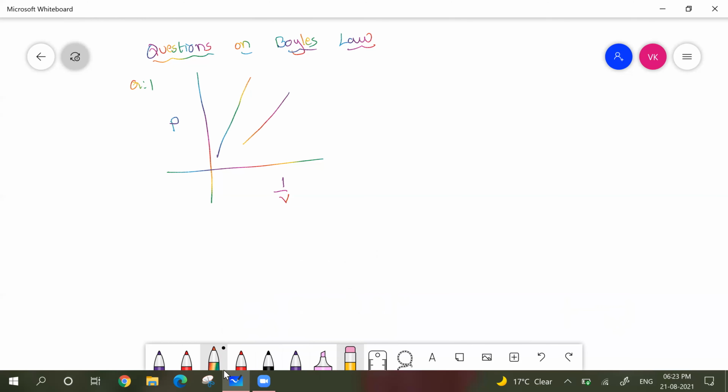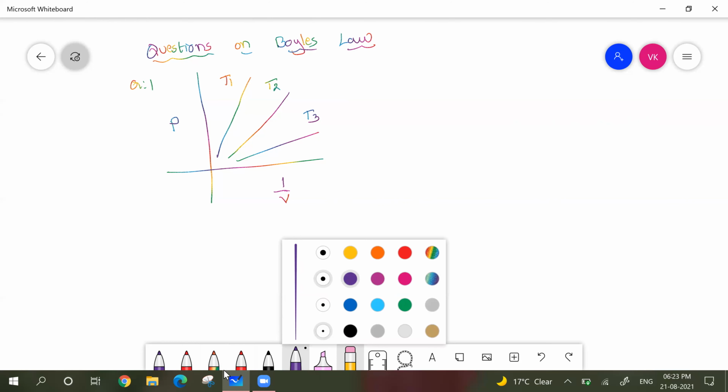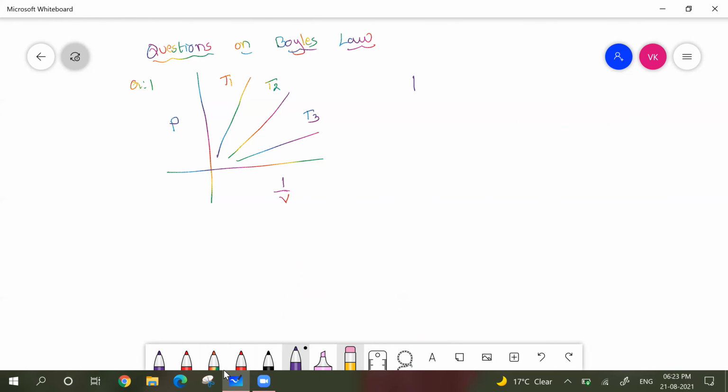The temperatures of these graphs are T1, T2, T3. Now the question is, which is the highest temperature? What is the temperature? Arrange these temperatures in increasing or decreasing order. How can you solve this? Here we have the ideal gas equation, students, which I'm going to explain later. Now let us take that equation.